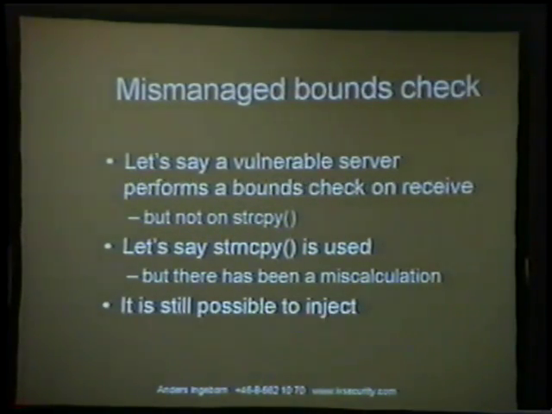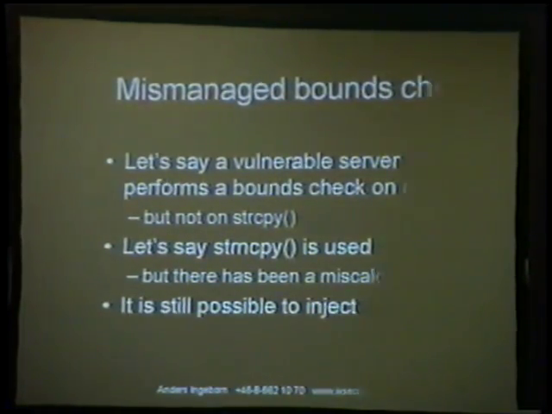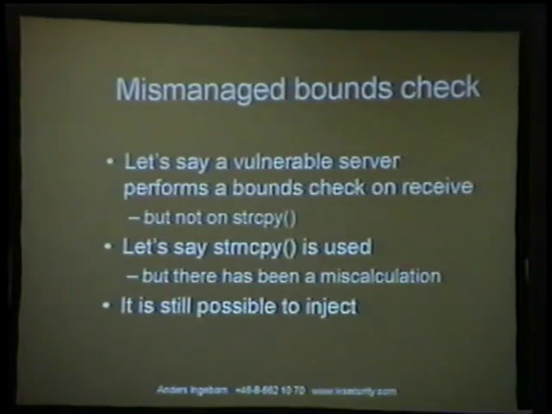Let's, for example, say that a server performs a bounds check while it receives data from a client, but not later on when it's executing. Or let's say the programmers use a string copy function, but they have made a miscalculation of the number of bytes and so on. Then it might still be possible for an attacker to inject. And also, as Halvar showed us yesterday in his excellent presentation, for those of you that saw it, there are plenty of more really sophisticated ways for different attackers to get control of the execution.